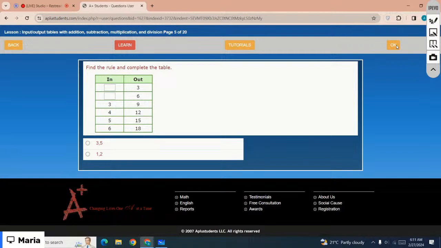The correct option is, yes, 1 and 2. Option number 1 is the correct option. Output values are the factors of the input value, right?